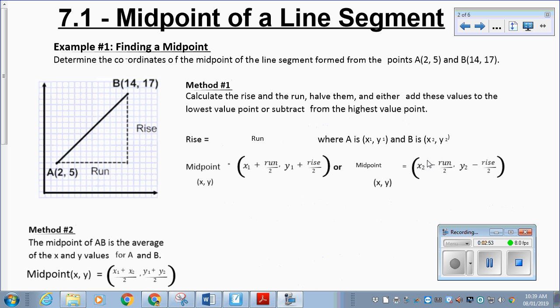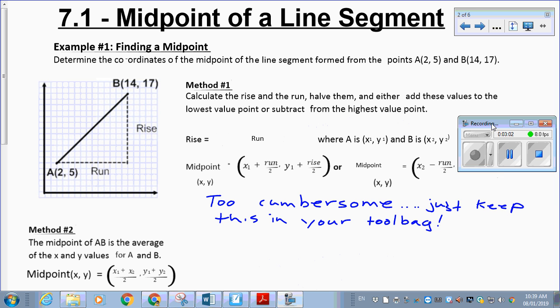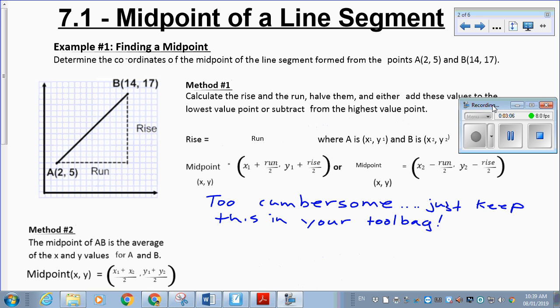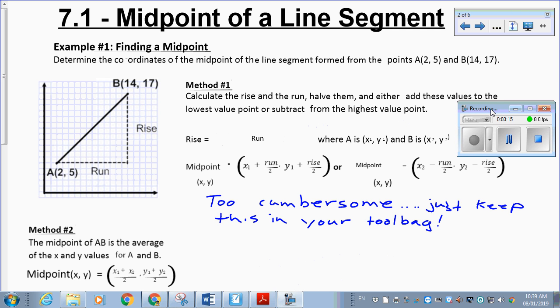Now you could also go from the end point and subtract half the rise and half the run to get to the midpoint. I would tell you that you can use this as a fact, but I would say that it's just too cumbersome. Just keep this in your tool bag in order to find, say, endpoints or midpoints using these properties. Sometimes you might see them when you're dealing with radius calculations, because the diameter is twice that. So you basically have half the rise and half the run, and you're adding or subtracting it.